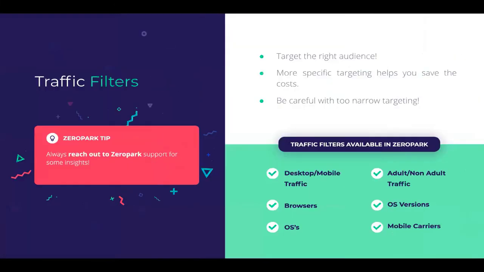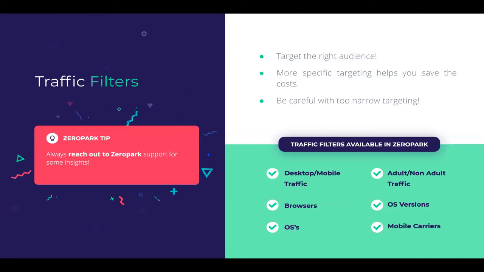Because you tend to be very experienced advertisers, I'm sure you all know what traffic filters are. Being able to identify desktop traffic, adult or non-adult traffic, what browsers are performing best, what OSs or OS versions are performing best, even specific mobile carriers. Some offers might require specific mobile carrier targeting. With some offers you might see that specific mobile carriers simply perform best, depending on the angle of the offer.